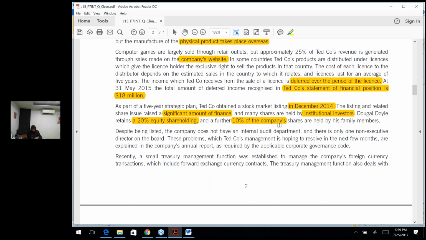There is a further risk. It says, despite being listed, the company does not have an internal audit department. It's a pure non-compliance of the Code of Corporate Governance. So weak Code of Corporate Governance compliance indicates weak controls, and weak controls means control risk. And there is only one non-executive director on the board, and the CEO is hoping to resolve this next month as explained.